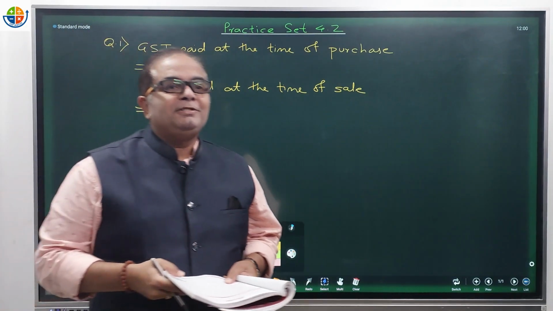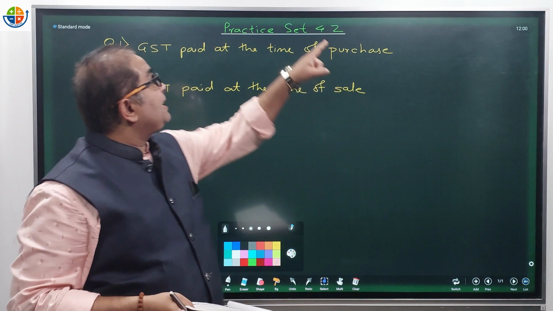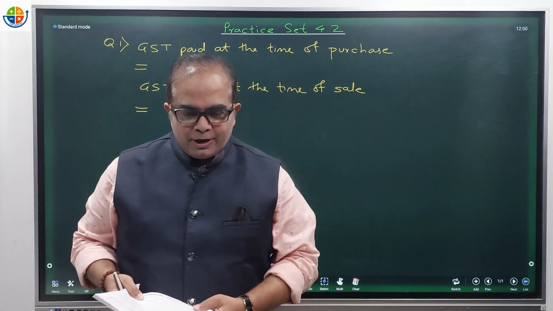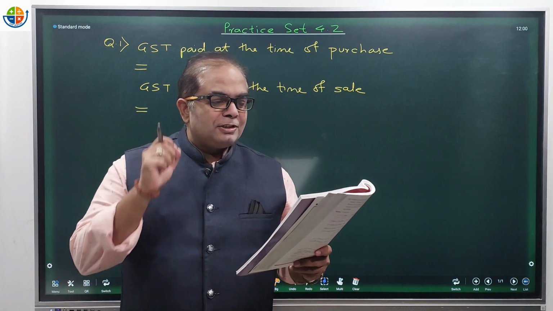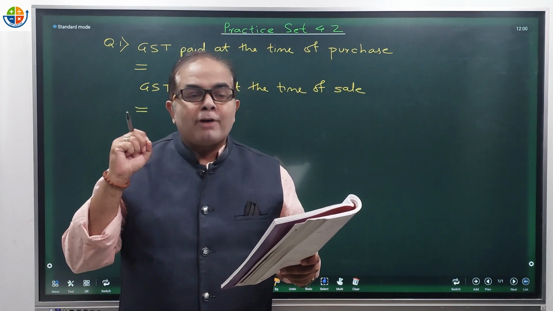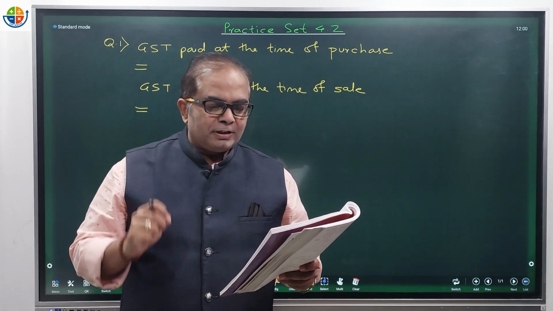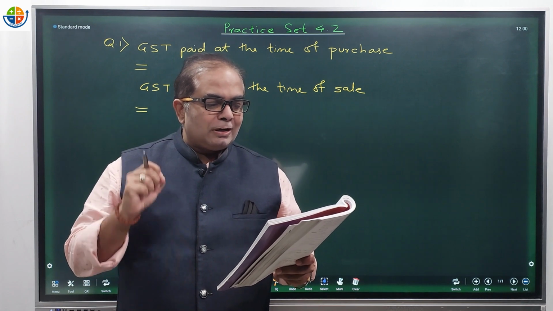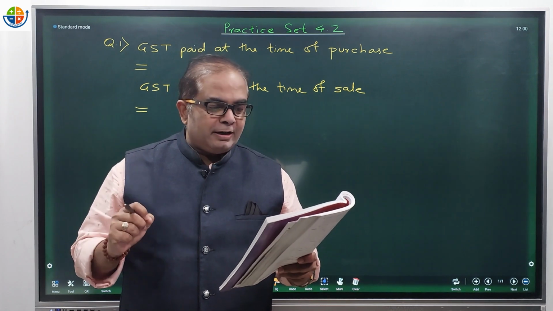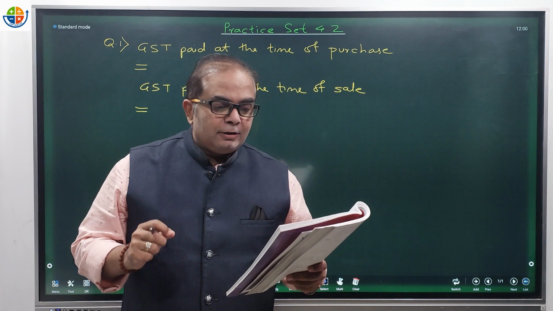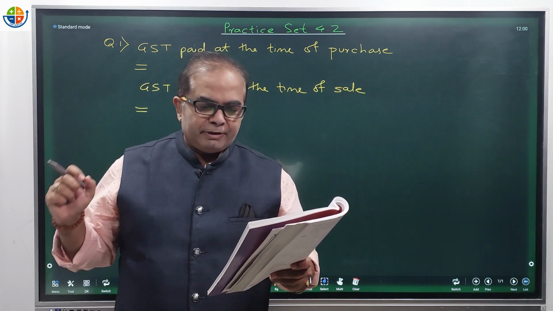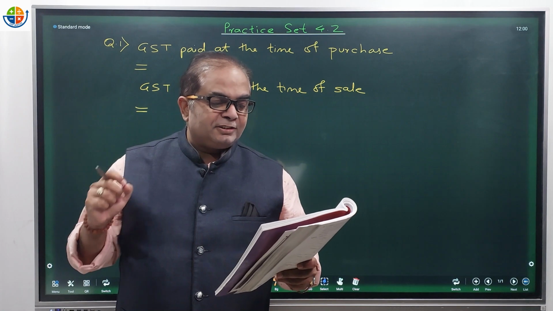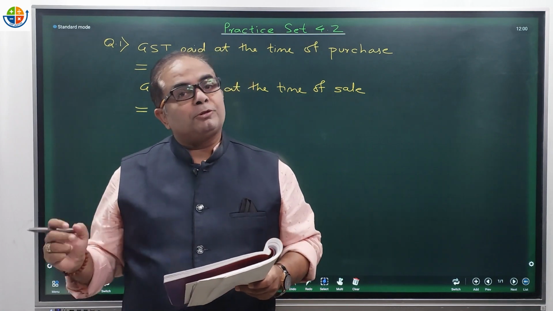Good morning, students. Today let's start practice set 4.2. Okay. First example. Chetna Stores paid total GST of rupees 1,500,000 at the time of purchase and collected GST of 1,22,500 at the time of sale during 1st July 2017 to 31st July 2017. Find the net GST payable by Chetna Stores.